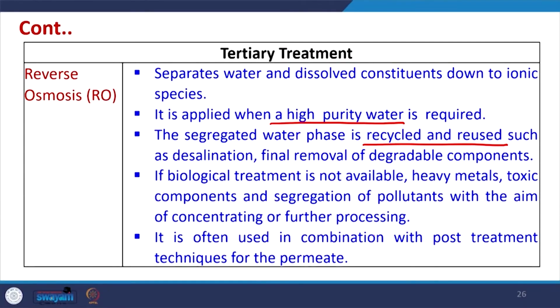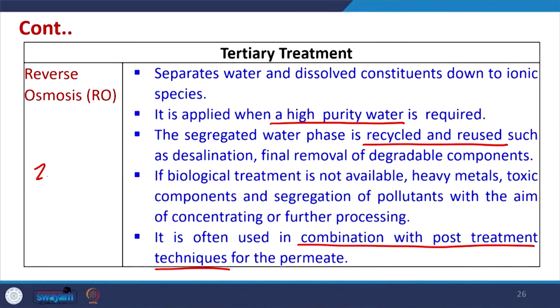This is very common, and if biological treatment is not available, then segregation of pollutants like heavy metals and toxic compounds can be performed with RO units. It is often used in combination with post treatment techniques. So, this is a very common strategy nowadays in most of the highly polluting industries. RO units are used in all those industries where ZLD has to be there.